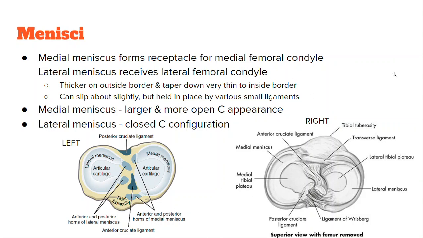More about the menisci. The medial meniscus forms kind of a cushion or receptacle for the medial femoral condyle. So you can see it on this side. And here's the medial meniscus over here. So it creates kind of a backward C. The lateral meniscus is for the lateral femoral condyle. They're thicker on the outside border and they taper to be very thin on the articular surface. The medial meniscus is larger, and the lateral meniscus is almost a complete closed circle.